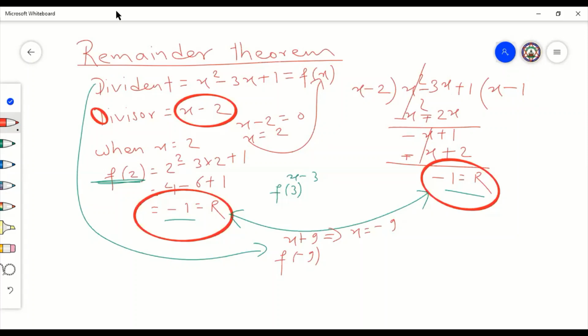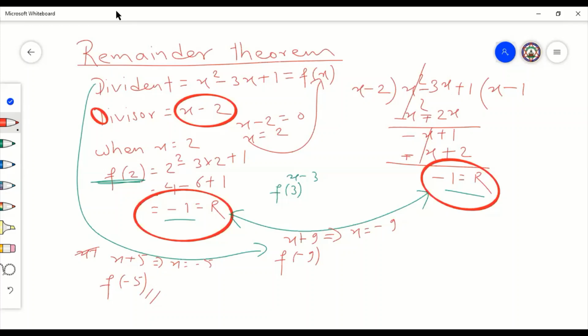Same idea. If that polynomial is divided by x plus 5, then its remainder will be given by, suppose here x equals minus 5, isn't it? So its remainder will be given by f(minus 5). So this is the symbol which is used to find the remainder, the same formula which is given by the remainder theorem.